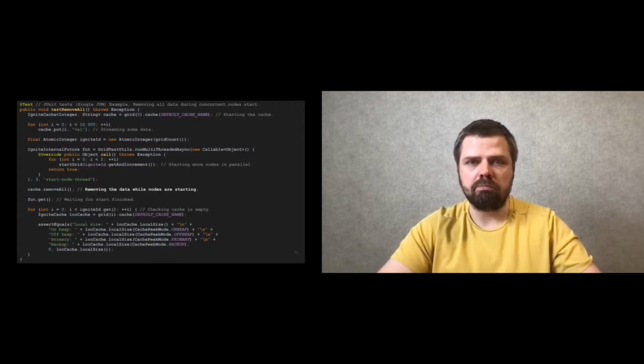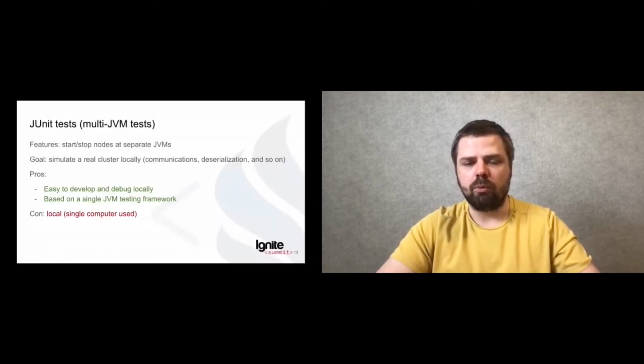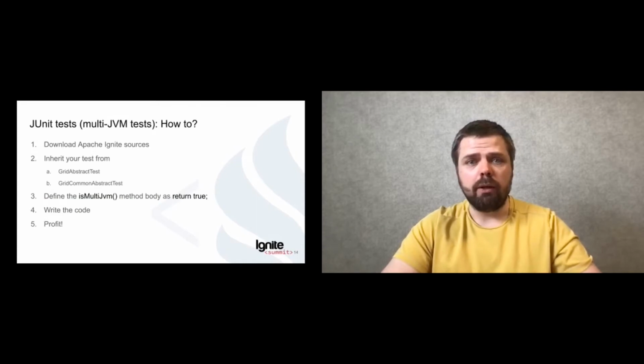This means that the feature works, but it's important to understand that every node started during this test was started inside the same JVM. We can also start more than one JVM in a single test. This will allow us to simulate an almost real cluster. Communication and serialization issues can be found and solved using this approach, but unfortunately, network issues can't. Anyway, it's still easy to develop.